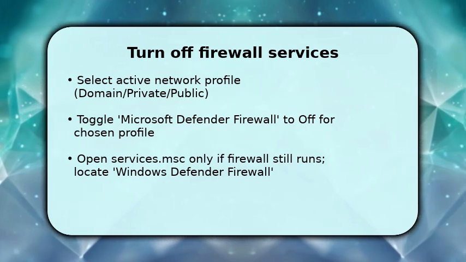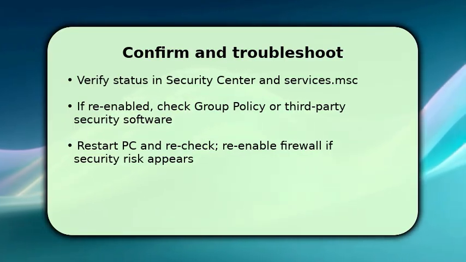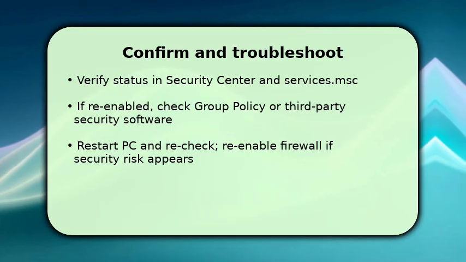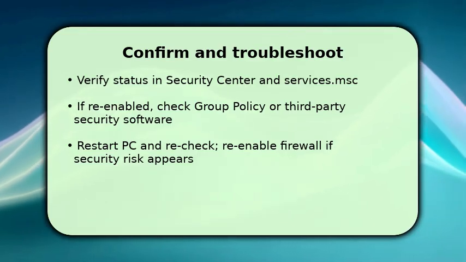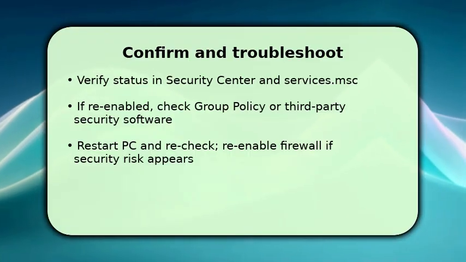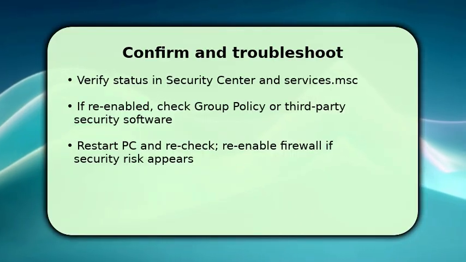Now verify the firewall is off. Return to Windows Security and confirm the profile shows Firewall off, and double-check Services.msc that the service is stopped. If it re-enables, make sure no group policy object forces it on, run gpedit.msc or ask your network admin, and also check third-party antivirus suites that can manage Windows Firewall.